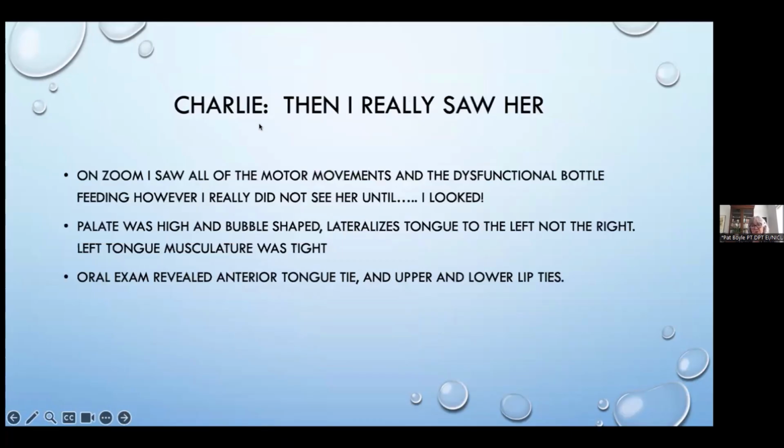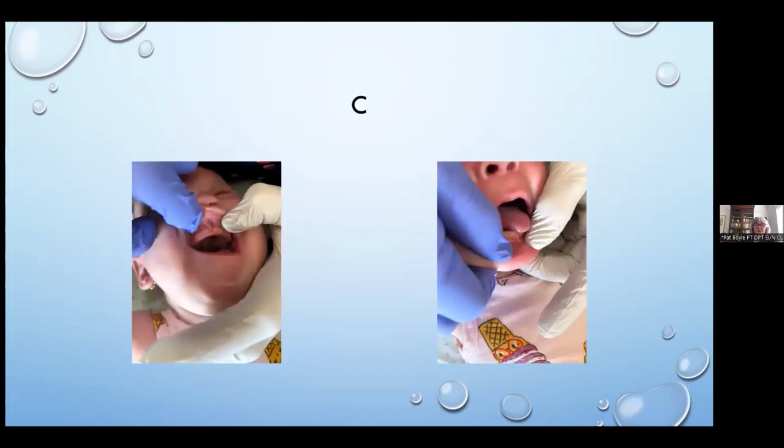On Zoom, I saw all of the motor movements, but I needed to look. And until I looked, I didn't know for sure. And so I looked. We got together and I saw that her palate was high. She had that little bubble shaped palate, which meant that in utero, her tongue wasn't up and engaged and helping that palate smooth out. She lateralizes her tongue to the left, not the right. And her left tongue musculature was really tight, which was probably why she was drooling out the left. She couldn't capture the milk and direct it back.